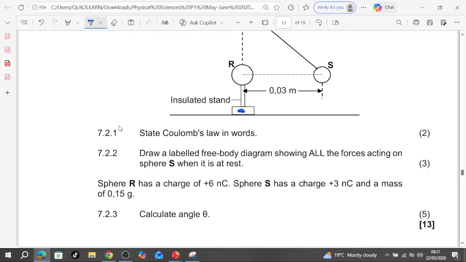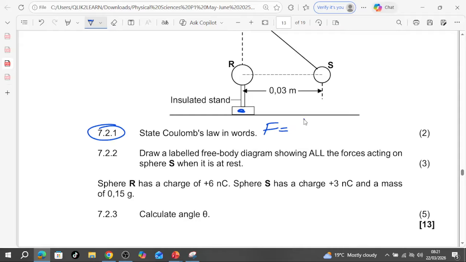Coulomb's law. The magnitude of the electrostatic force exerted by one point charge on another point charge is directly proportional to the product. Guys, I'm just going to give it to you in words. I'm very sorry. Please go and consult your exam guideline.